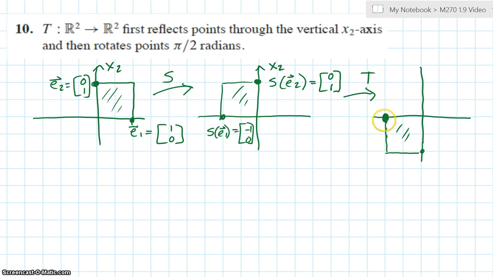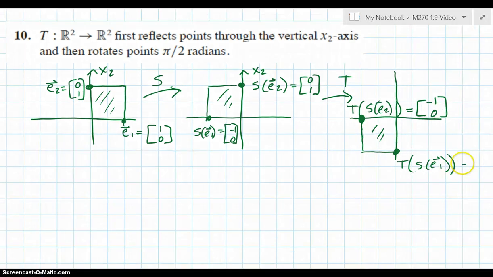This point right here is going to be T of, really, S of E2. That's what that is, if you really want to know. And it's negative 1, 0. And then this point is going to be T of S of E1. It's a composition function. And that's going to equal, ran out of room, 0, negative 1.